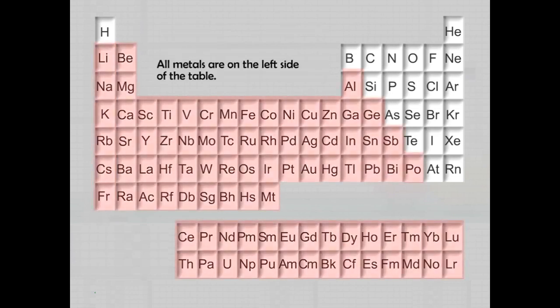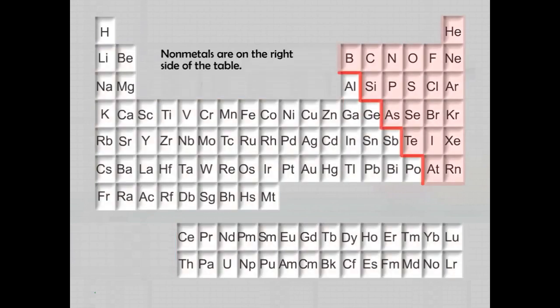All metals are on the left side of the table. Nonmetals are on the right side of the table. A step-like line separates them.